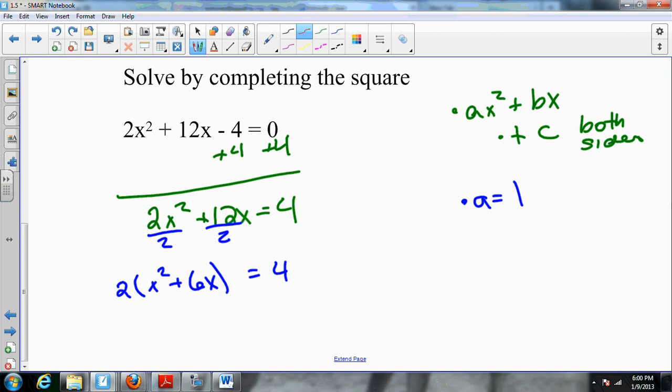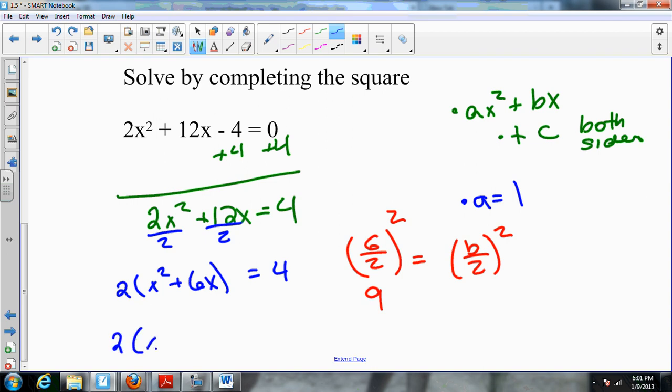Okay, so now we're going to continue by completing the square. We are going to take b over 2 and square it. So that means we have 6 over 2 quantity squared. 6 over 2 is 3. 3 squared is 9. So we are now at 2 times x squared plus 6x plus 9.